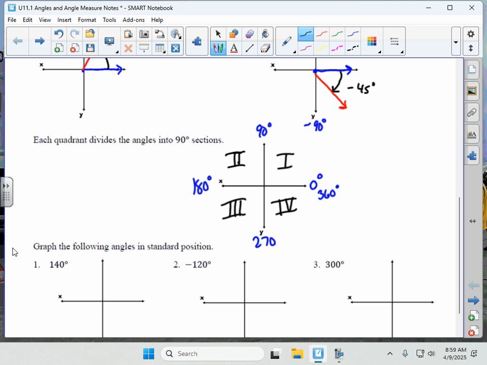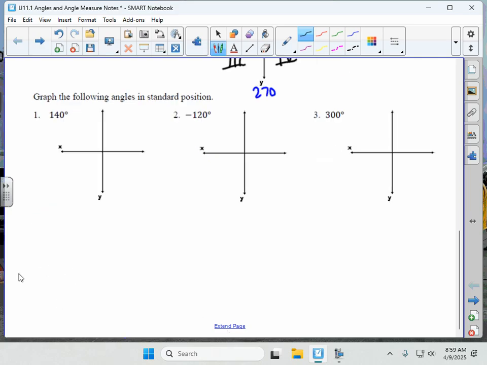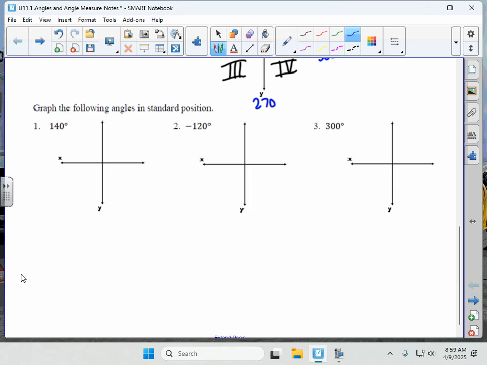And again, it doesn't matter if you're talking about a positive angle or a negative angle, the quadrants will always stay. All right, so let's practice graphing each of these in their standard position, so positive 140 degrees. Again, always start with that initial side on the positive x-axis. 140 degrees is going to be in between 90 degrees and 180, so that's in quadrant 2. And so 140 degrees, it's going to be somewhere around there. Again, we want to put our angle of rotation in, and so that would be about 140 degrees.